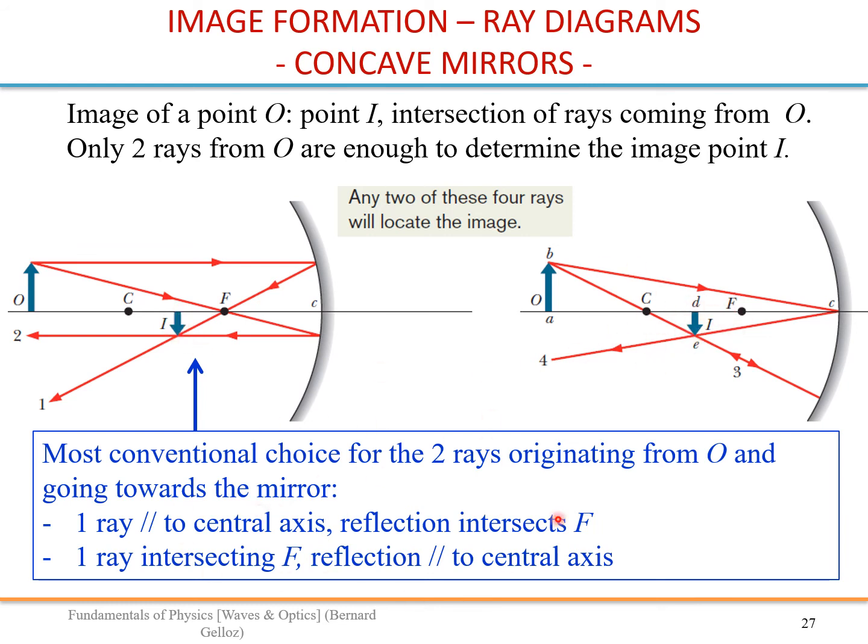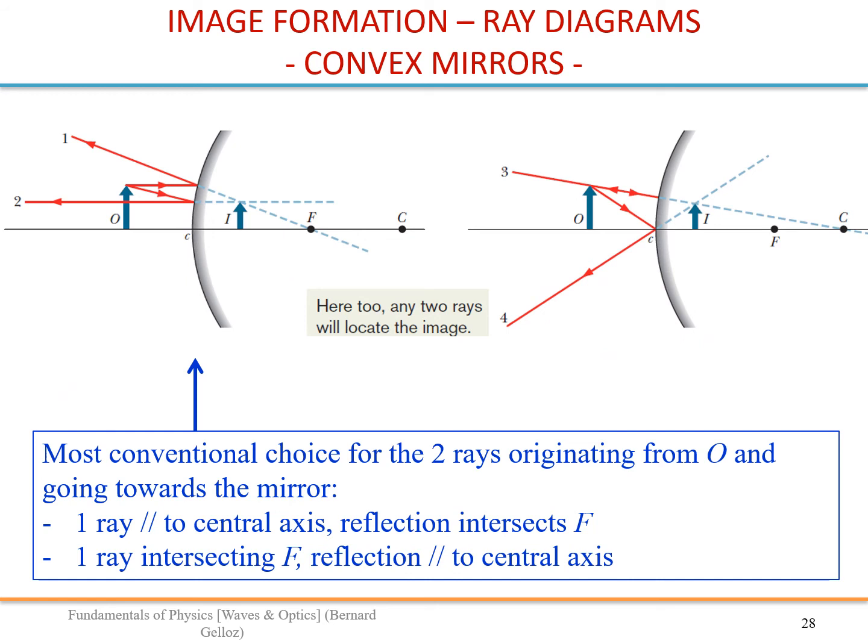So this should be your choice of smart rays: taking one ray parallel to the central axis, intersecting F, and one ray intersecting F, which emerges parallel to the central axis.